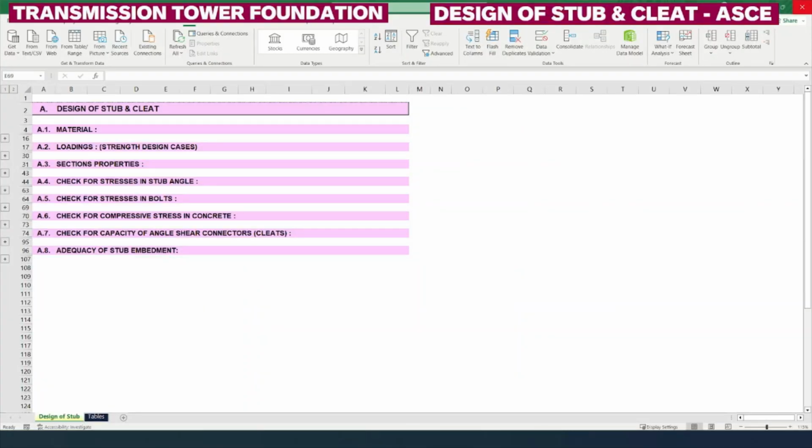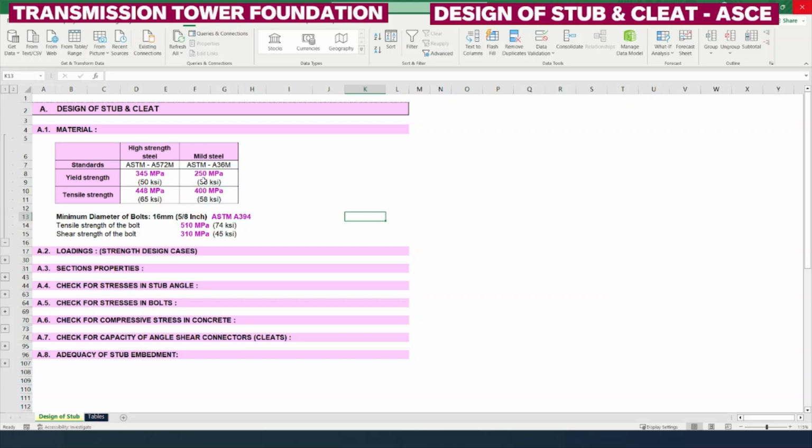On the screen you can see an Excel sheet in which we are going to do the design of the stub and cleat. First we need to define the material parameters. In the material parameters we have two categories of materials. One is high strength steel, another one is mild steel. These material parameters are defined based upon the technical requirement of the project or the contract agreement.